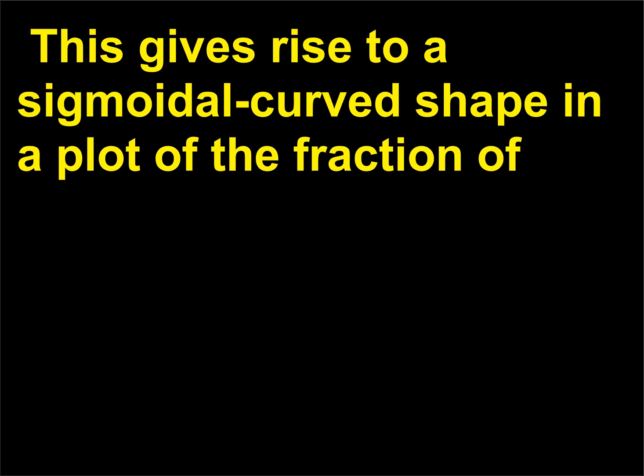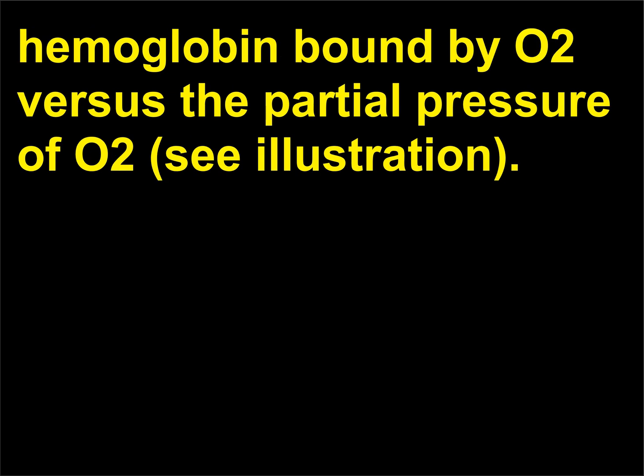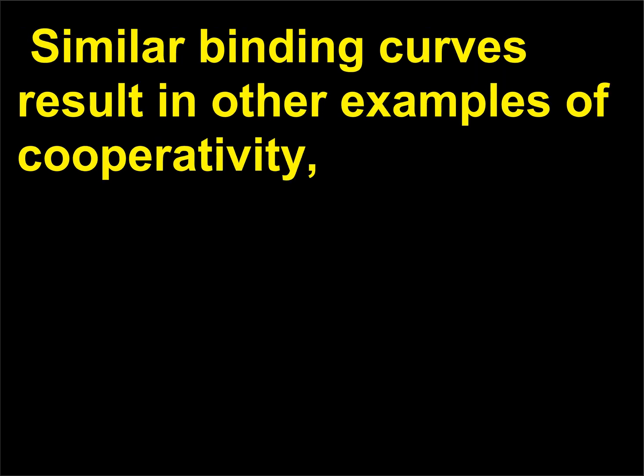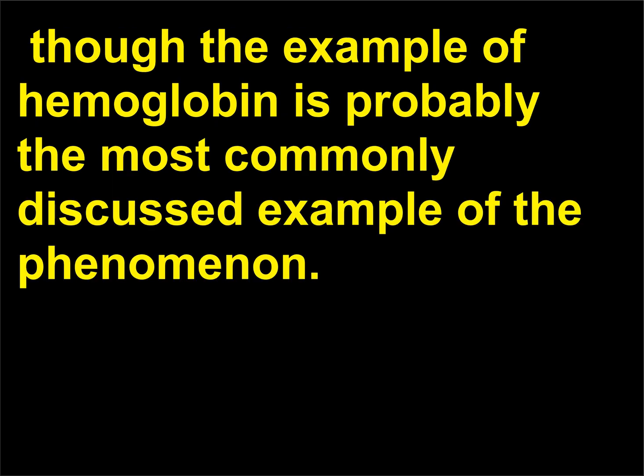This gives rise to a sigmoidal curved shape in a plot of the fraction of hemoglobin bound by O2 versus the partial pressure of O2, see illustration. Similar binding curves result in other examples of cooperativity, though the example of hemoglobin is probably the most commonly discussed example of the phenomenon.